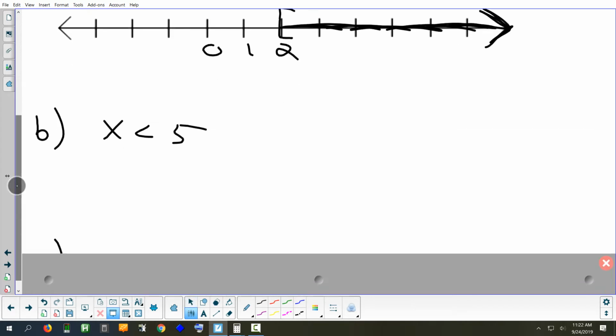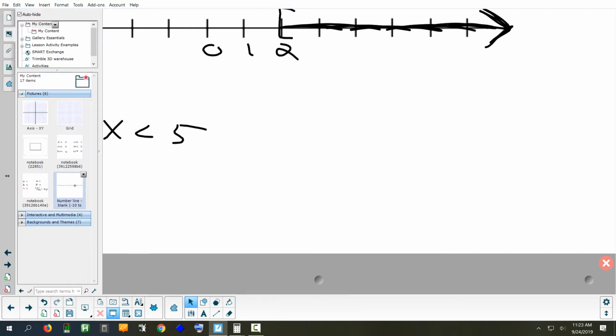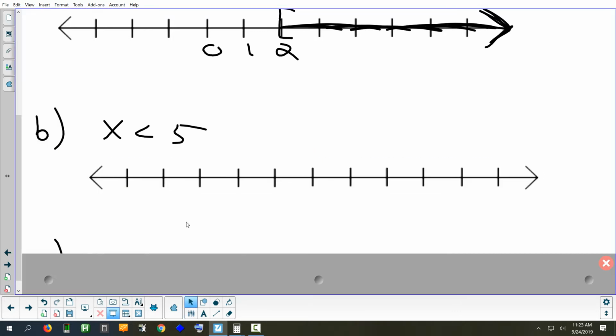Okay, x is less than 5. Let's do that one. Let's just go -5, 0, 5. Good enough.